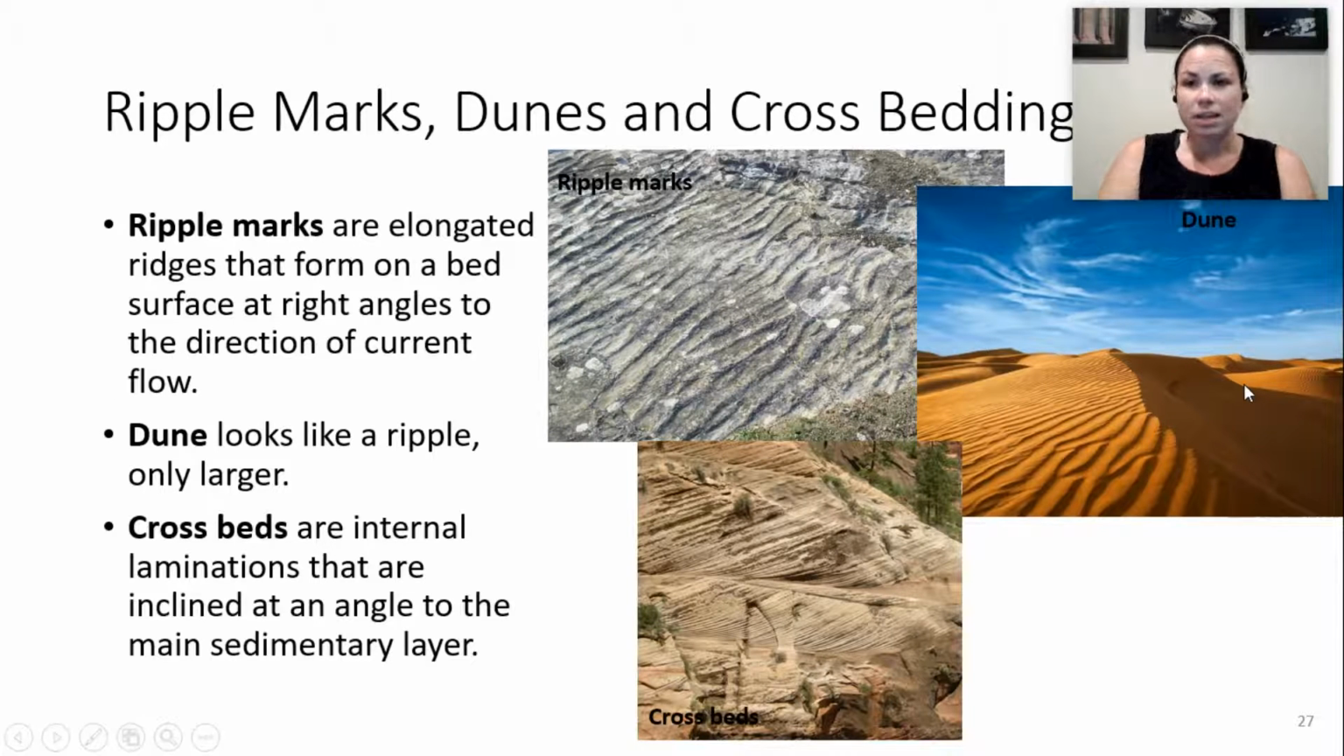Okay, so let's talk about other sedimentary structures. Ripple marks are elongated ridges that form on a bed surface at right angles to the direction of current flow. Here's an example of some ripple marks. Dunes look like ripples, but they're only larger. Typically ripple marks are made from water processes, whereas dunes are made from air. And then here's an example of crossbeds. Crossbeds are internal laminations that are inclined at an angle to the main sedimentary layer. You can see how these are crossbeds that are cross-cutting the main bed structure.